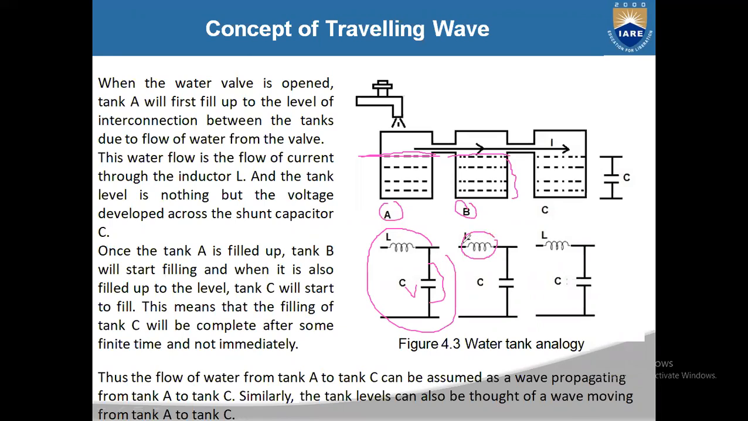Okay, whenever there is a flow of current in this inductance, this capacitor will charge, and until this capacitor is charged up to a voltage, there is no flow of current. So that means your voltage and current waves will be traveling, or propagating, from source end to load end slowly. Not instantly, they will be transferred. So this is the water tank analogy for understanding the propagation of traveling waves.